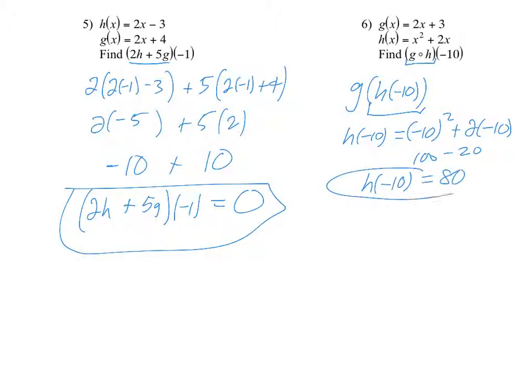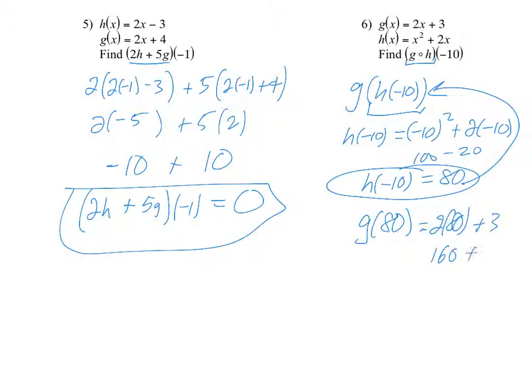So if we know this is true, we can take 80 and stick it in here and find g of 80. So g of 80 would be 2 times 80 plus 3. 2 times 80 is 160, plus 3. So our combined function g of h of negative 10 is 163.